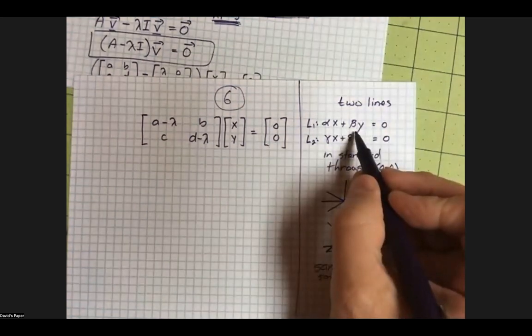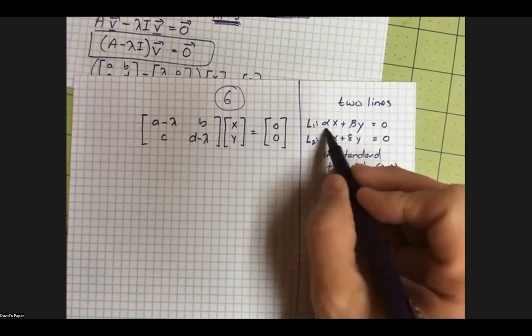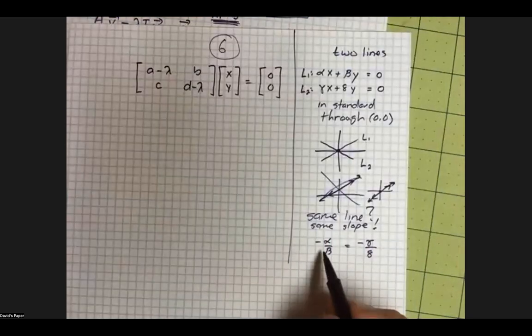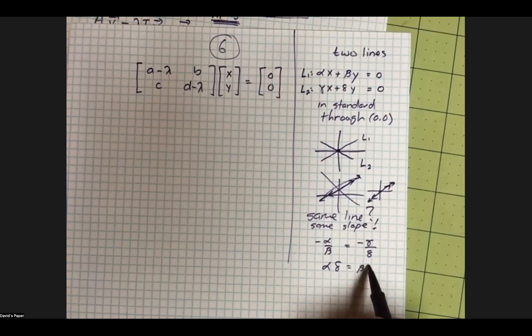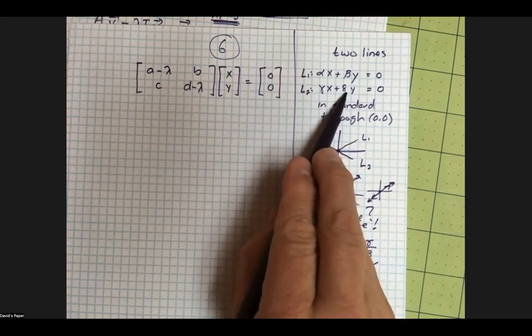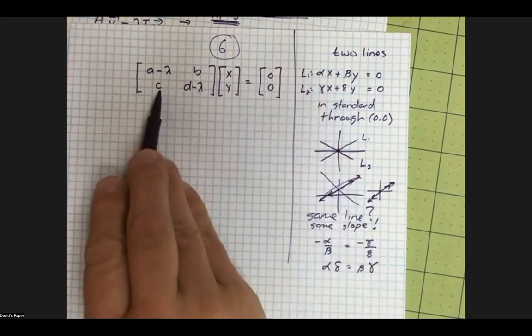So what's the slope of each one of these lines? The slope of this line, if you solve for y, is minus alpha over beta. The slope of this line is minus gamma over delta. Or if you cross multiplied, you wouldn't have to deal with the minus signs. Alpha delta is beta gamma. Now notice, when I said alpha, delta, beta, gamma, I was referring to this alpha, beta, gamma, delta here. Just arbitrary numbers, but I've got four numbers right here.